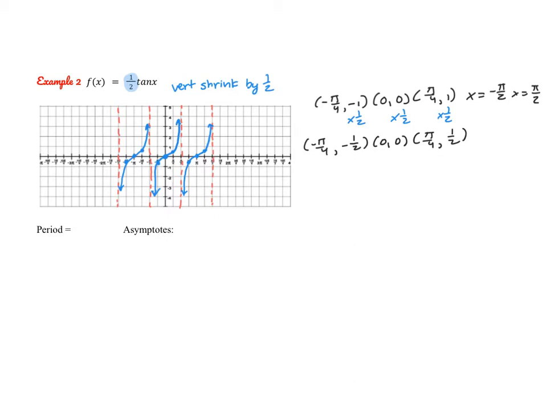So our period is still pi. That's how long it takes tangent to repeat itself. And then the asymptotes that we drew, we have x equals negative 3 pi over 2, x equals negative pi over 2, x equals positive pi over 2, and x equals positive 3 pi over 2.